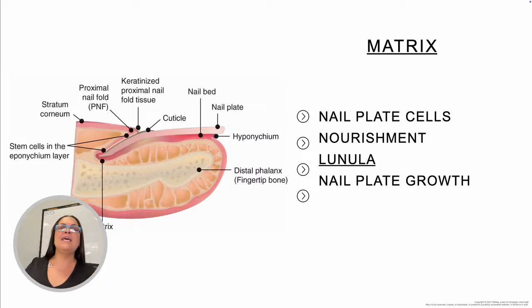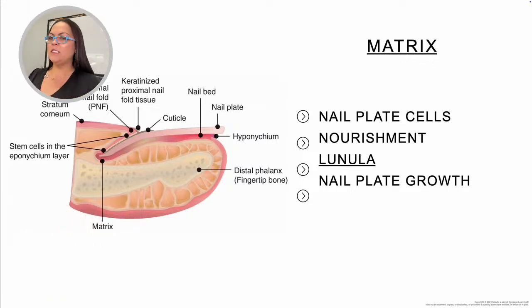But the matrix extends from underneath the nail fold at the base of the nail plate. If you look on there, let me move my head, Lord. The matrix is underneath the nail fold, and remember, we're talking about from the knuckle to the tip of the nail. The matrix is underneath that nail fold, and it extends all the way out to where you can actually see the nail plate.